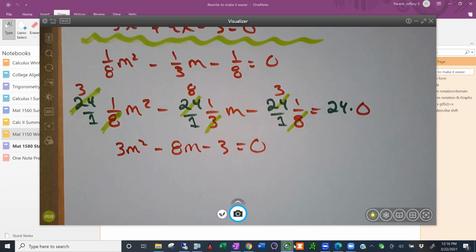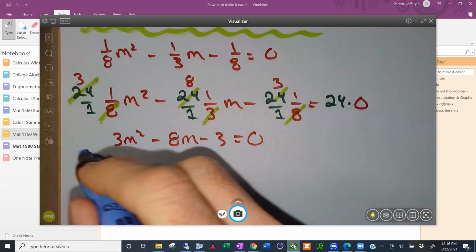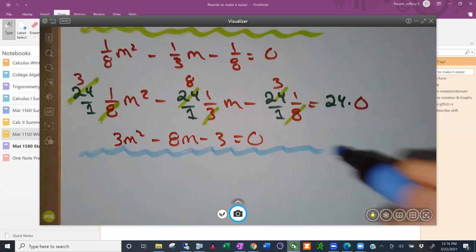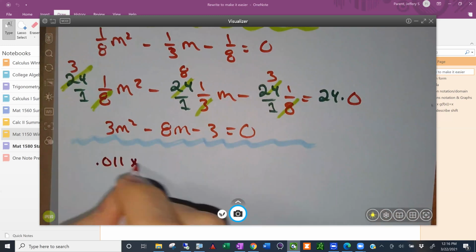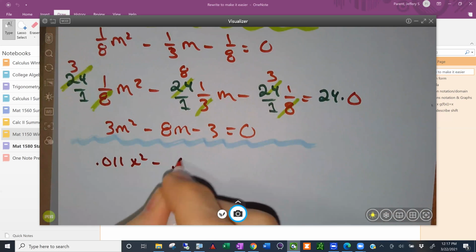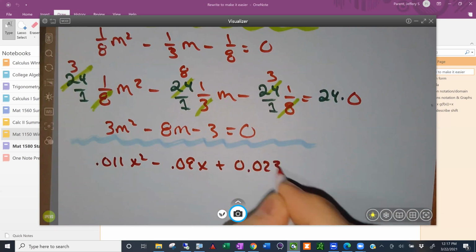Now I'll do kind of like a follow-up, one bonus one like that. And we'll actually go a little bit further to solve it with the quadratic formula. And that would be this one. 0.011 x squared minus 0.09 x plus 0.023 equals 0.